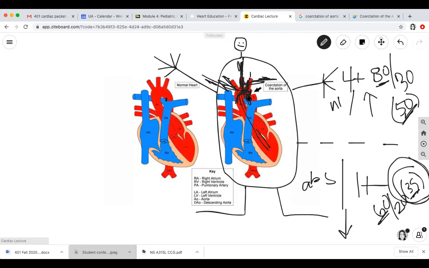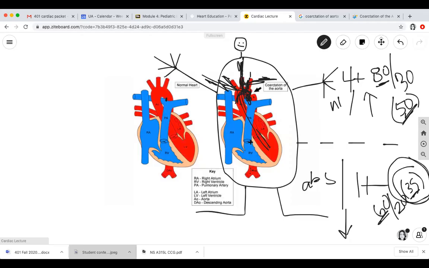Because remember, if you have this narrowing here and blood is only trickling down to the rest of your body, what do you think the return is like? You're not going to be getting a whole lot of blood back to your heart to be able to go out into your lungs and pick up oxygen. So you want there to be that shunting of blood in order for the blood to become oxygenated.